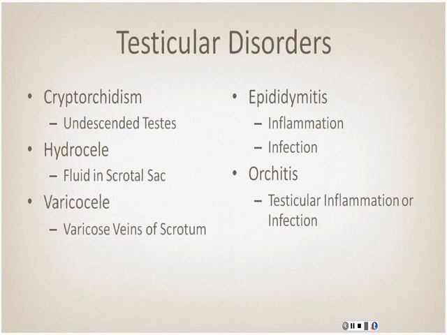So, for testicular disorders, we'll talk about cryptorchidism, which is undescended testes that stay up inside the abdominal cavity. Usually they will descend by age 2, but if not, surgical intervention should be done to correct this problem because it can definitely lead to problems with infertility and other types of problems.